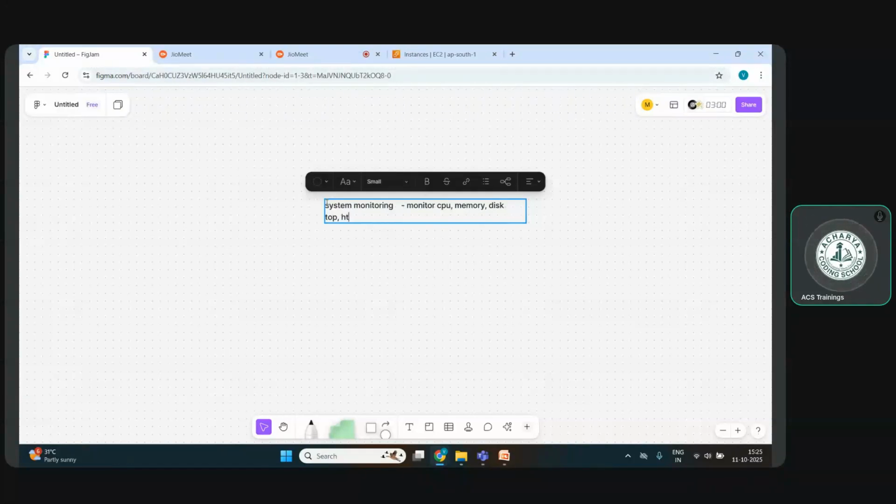And we have htop and vmstat. In the previous classes, we have discussed top, htop, vmstat, and these commands. And we have iostat. So we have different types of commands.